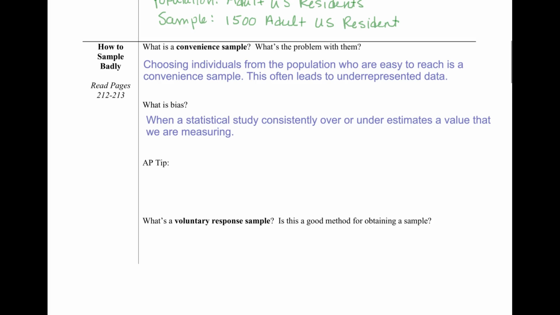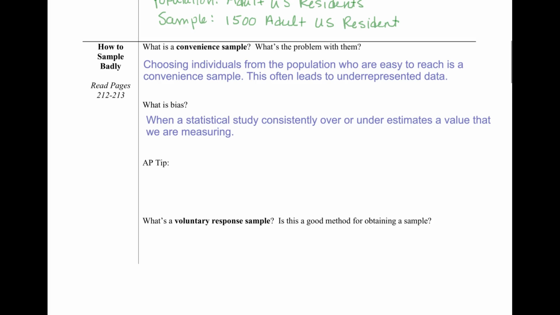So be really careful. I think we often use bias, especially in the media, when they talk about bias, they act like it's done on purpose. Bias is not always done on purpose. It can be, but it's not often. So you want to be really careful.